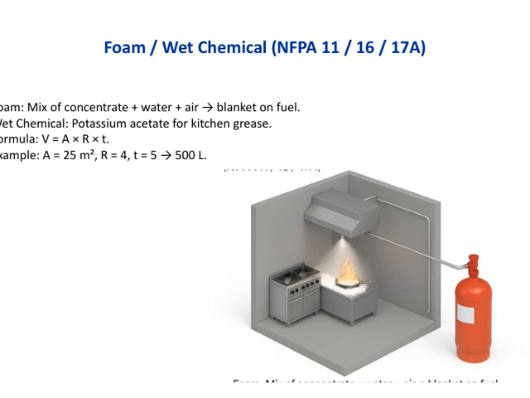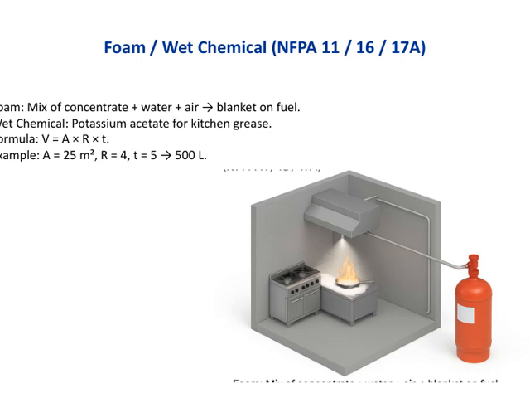Foam, as many of you know, is essentially a mixture of concentrate, water, and air. When combined, it forms a blanket that covers the fuel surface, effectively suppressing fires by isolating the fuel from oxygen. This makes foam particularly effective on flammable liquid fires. On the other hand, wet chemical systems are specially designed for kitchen grease fires. They typically use potassium acetate, which reacts to cool and smother the fire quickly, preventing reignition.